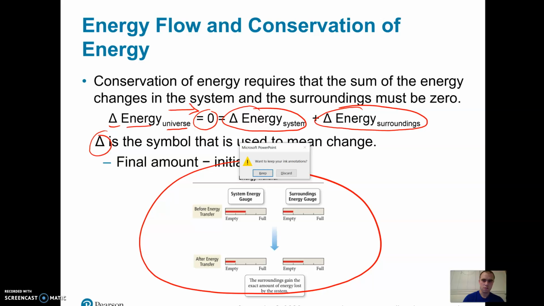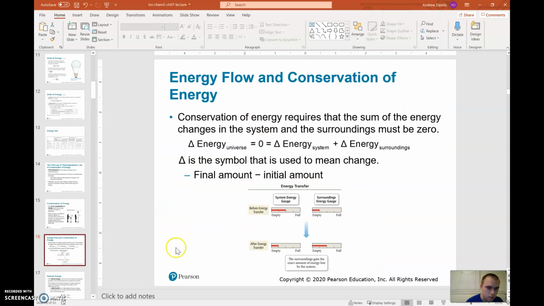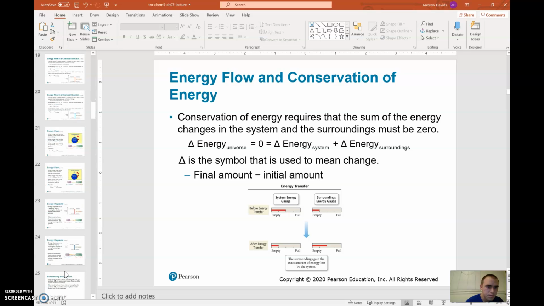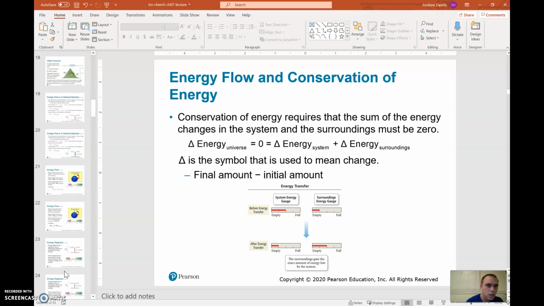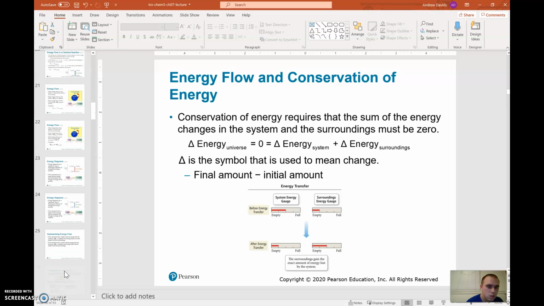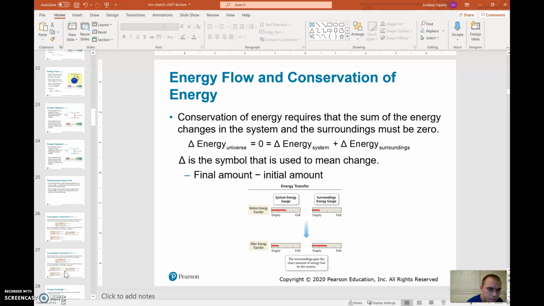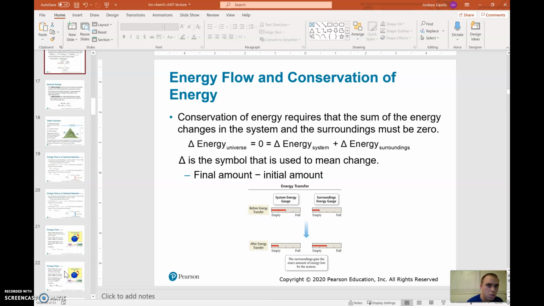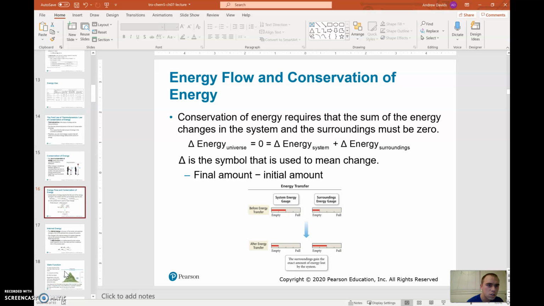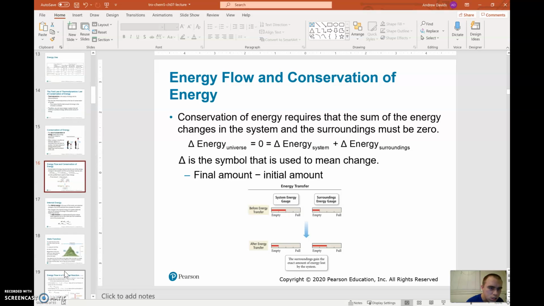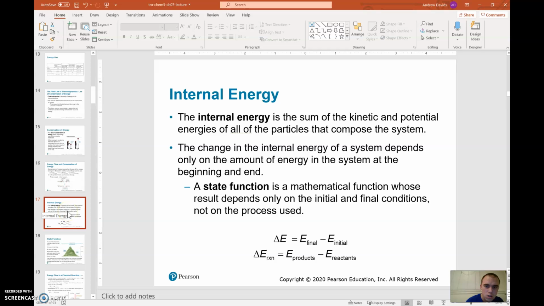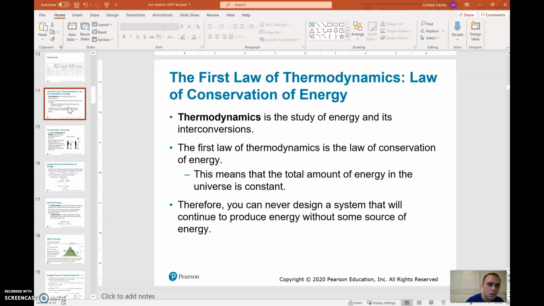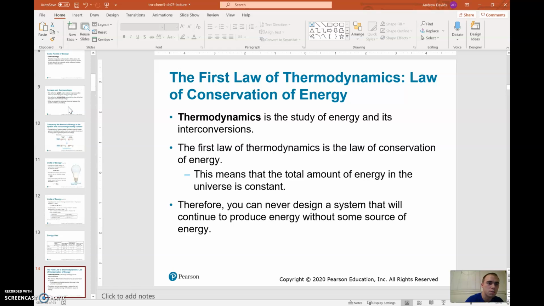Okay, kind of running close on time here. Let's see what else we can get to. A quick discussion on, well, where's it at? System versus surroundings is what I want to get to. I don't know where it's at. System versus surrounding. Here we go.